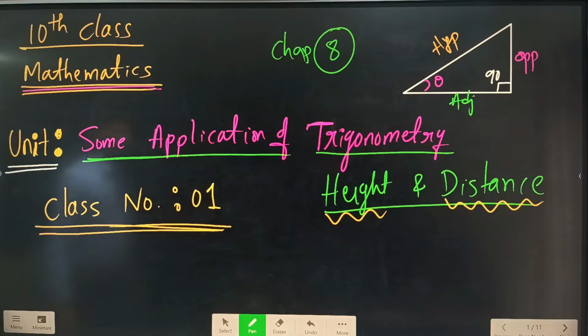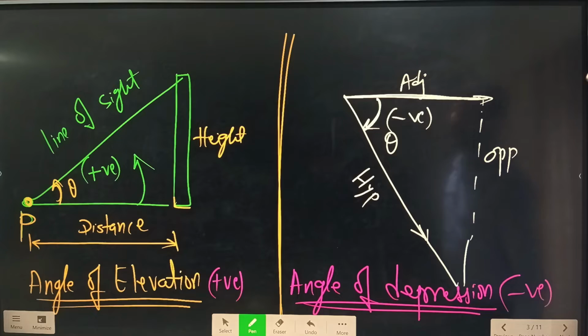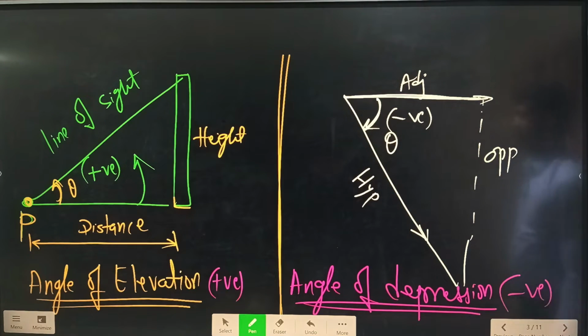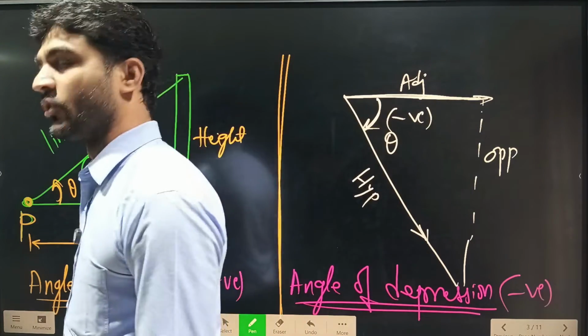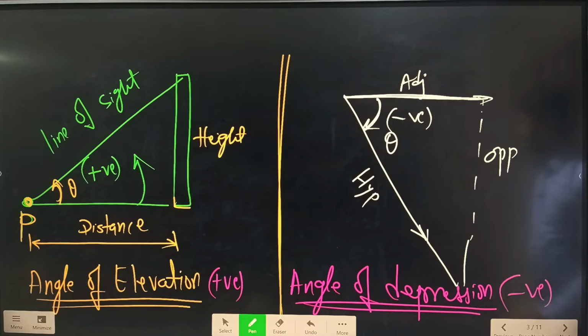Next. So my dear students, take this heading: angle of elevation and angle of depression. Write this concept perfectly. Quickly. Okay, or else later I will give you time. Okay? Next, just leave the space.